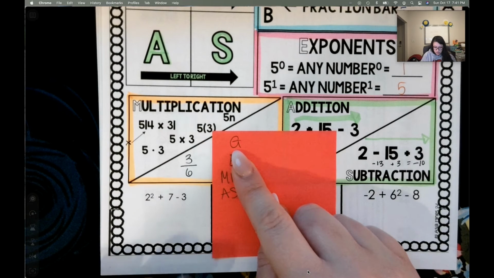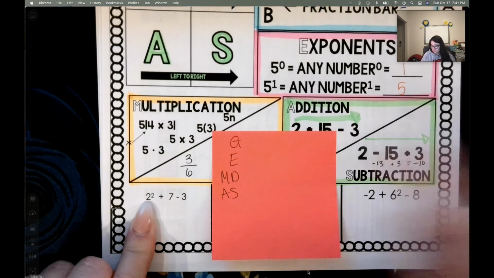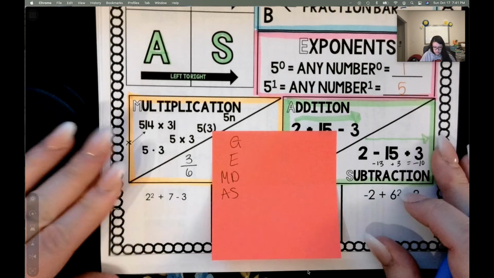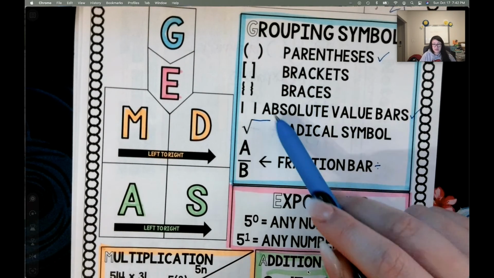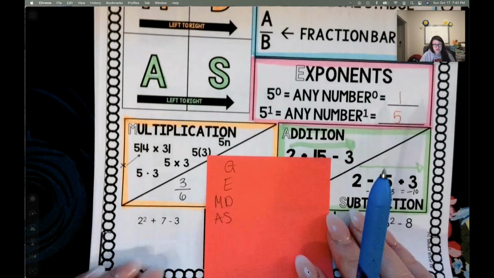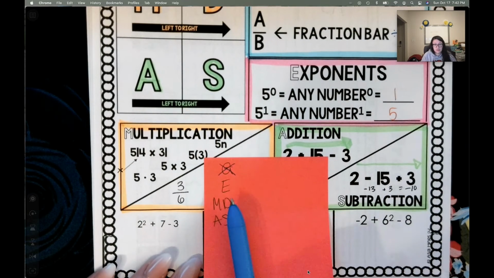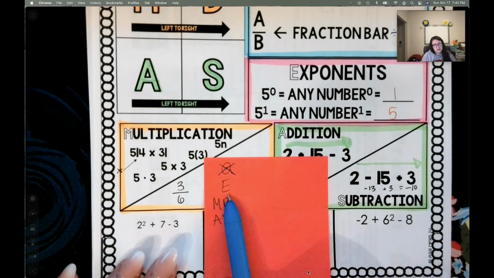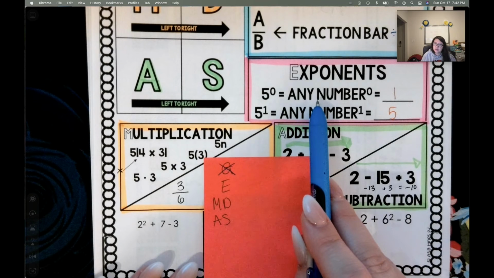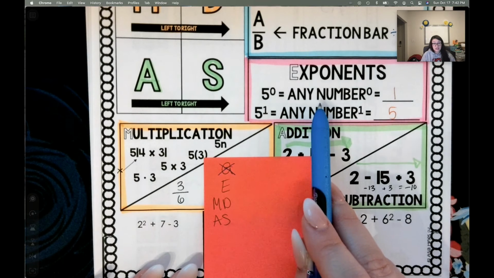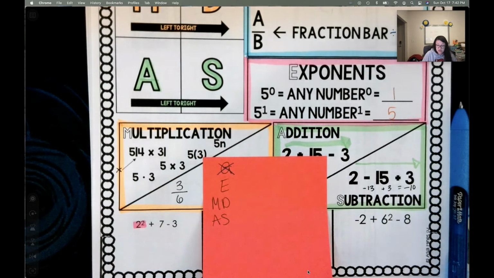So G, grouping. Do we have any grouping symbols here? There's no parentheses, brackets, braces, no absolute value, no grouping symbols here. So we can cross out our grouping symbols, nothing there. What does the E stand for again? Exponents. Do we see any exponents here? Yeah, we have 2 squared for our exponents. We got to do that first.